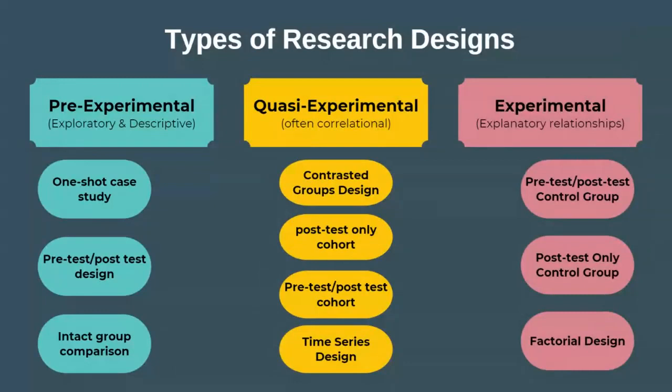All right, so there are three types of research designs: pre-experimental, quasi-experimental, quasi basically meaning somewhat and not quite at the same time, and then experimental. Okay, so you'll see in the brackets here, I've got pre-experimental designs are exploratory and descriptive. So these are qualitative designs. They are suited to qualitative research when you're exploring or describing something.